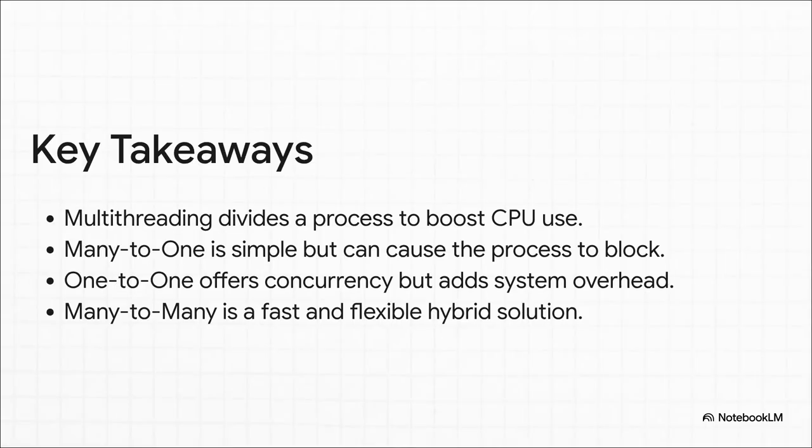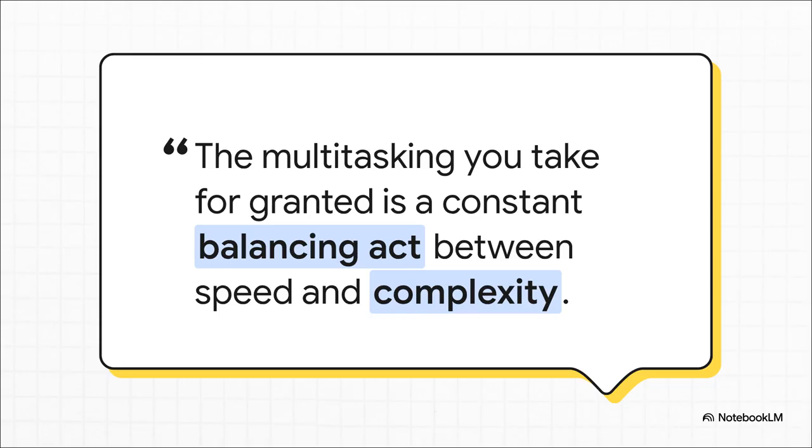So let's do a quick recap. Multithreading is how modern computers can get so much done at once. We saw the simple but flawed many-to-one model, the powerful but expensive one-to-one model, and the flexible many-to-many hybrid. Each one is just a different trade-off between speed, power, and complexity. So the next time your computer is juggling 10 different things without even breaking a sweat, you'll know what's going on. It's this incredible, constant balancing act happening behind the scenes, all to give you that smooth, modern computing experience we all take for granted.